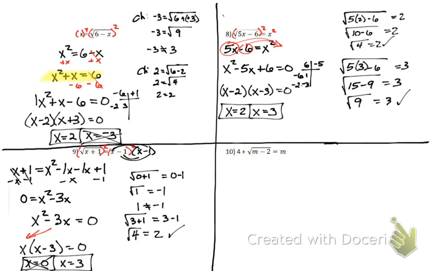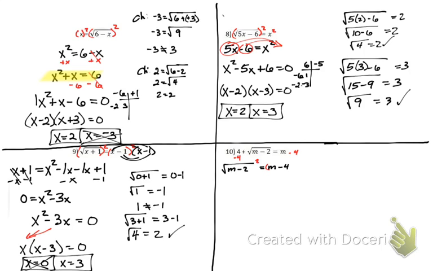Alright, last problem. Everything's the exact same here on the last problem except that first step, the radical is not isolated, so you need to isolate the radical by subtracting that 4 on both sides. Giving you the new equation, square root of m minus 2 equals m minus 4. And now it's pretty much the same as the last problem.